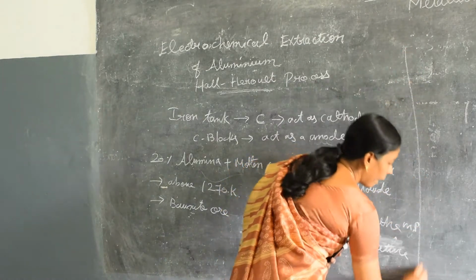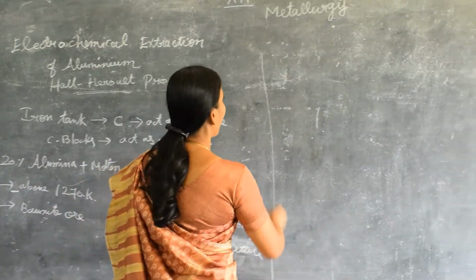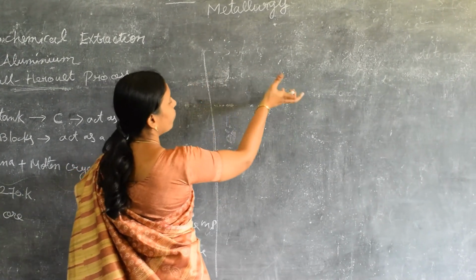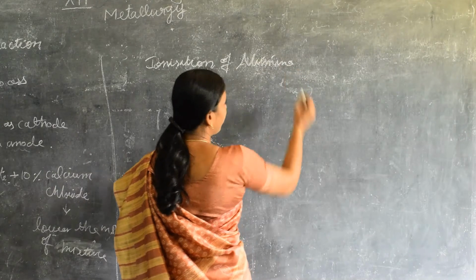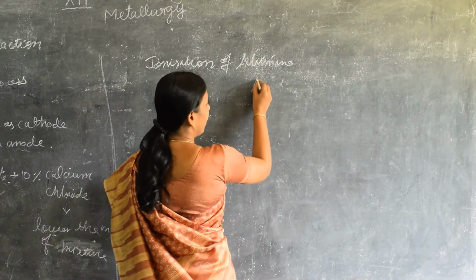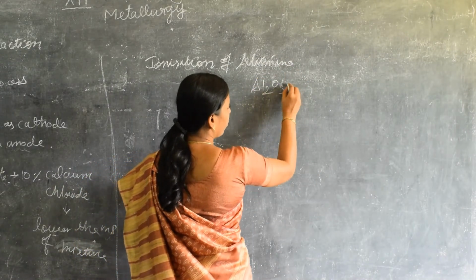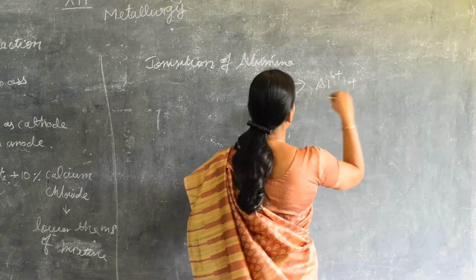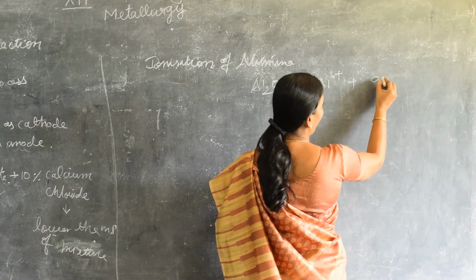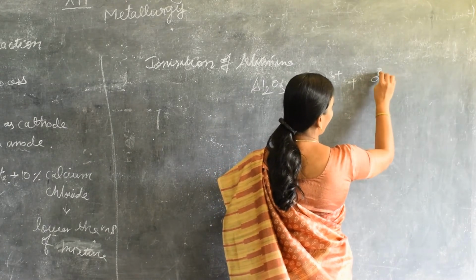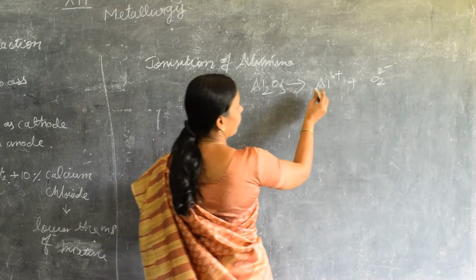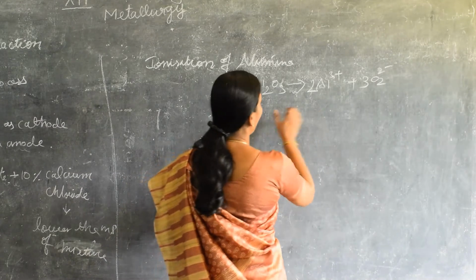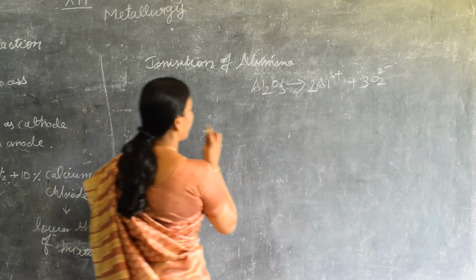Okay, now the electrolysis. Now the electrolysis proceeds in the mixture. Now the ionization of alumina, that is Al2O3, is ionized. So Al3+ and O2-. Here 2 aluminium, so 3 oxygen. Here 3 oxygen. Okay, and then the reaction at the cathode.